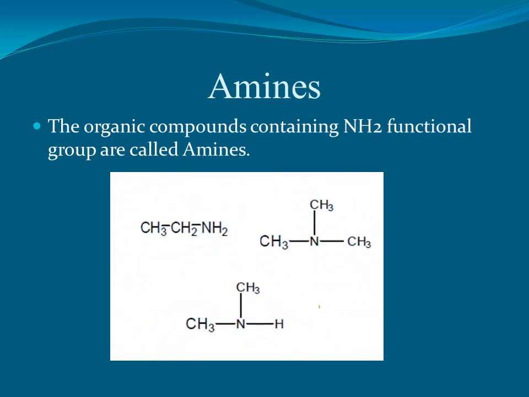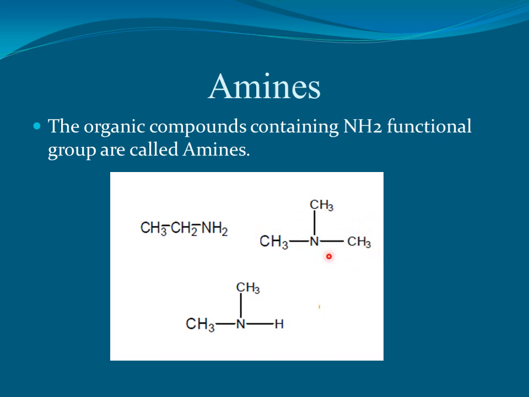As you can see in these examples, this is the NH2 group which is attached to an R group. CH3CH2 is ethyl. It is an alkyl group which is attached to an NH2 group. So organic compounds containing NH2 as a functional group are called amines. Now students, this NH2 group can be present at the end of the chain. It can be present as a side chain, or it may be present within the chain.